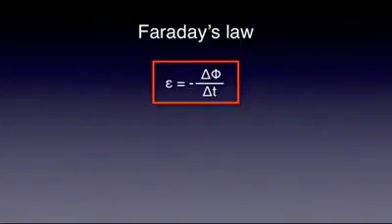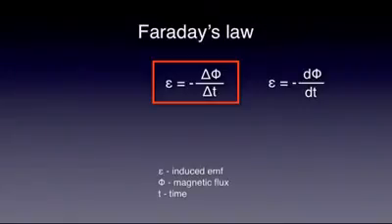In other words, if during a time interval delta t, the magnetic flux is changing by an amount delta phi, the magnitude of the induced EMF is given by the ratio delta phi over delta t. For those of you familiar with calculus, here is Faraday's law written using the time derivative. EMF equals minus d phi dt. The Greek letter epsilon is often used to denote the induced EMF.